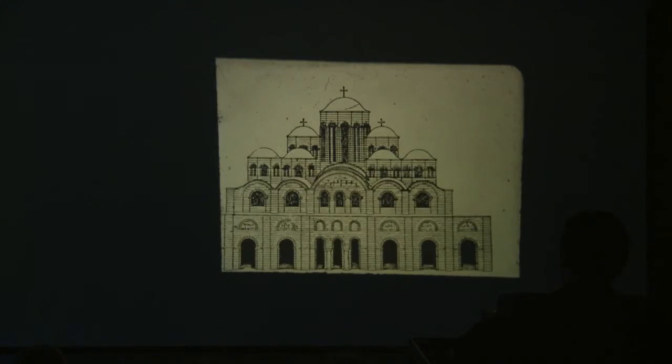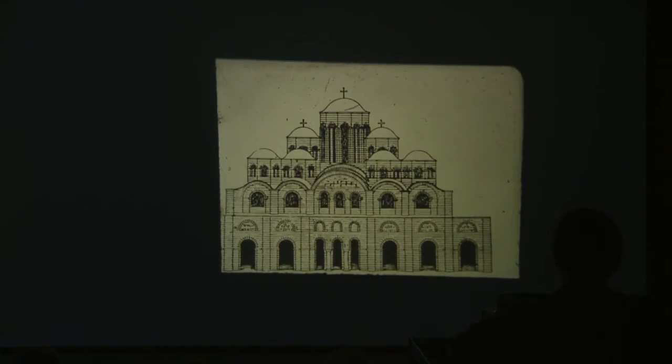All right, here's an architect's drawing of the Hagia Sophia on the Dnieper River with the 21 domes. And next.